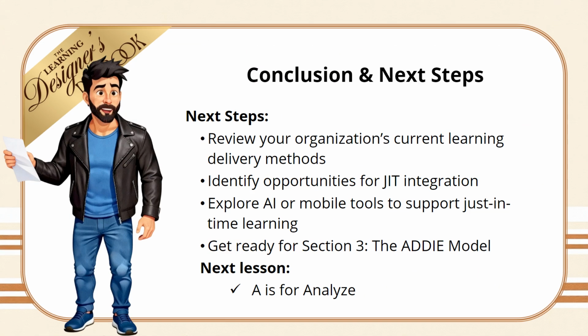As we close this lesson, think about how your organization currently delivers learning. Are employees able to access the knowledge they need in real time? If not, this is your opportunity to innovate. Start by reviewing your existing training structure and identifying areas where information delays affect performance. Then explore how microlearning, AI, or mobile tools could support faster knowledge delivery. Even small shifts can have a major impact when learning becomes timely and actionable. Consider building pilot programs that embed learning aids into daily tools.